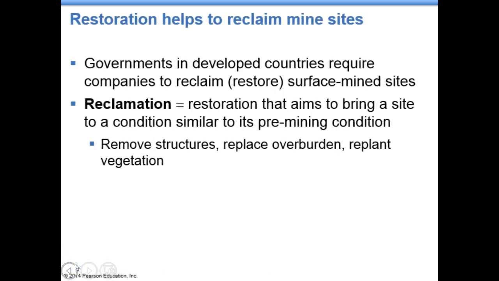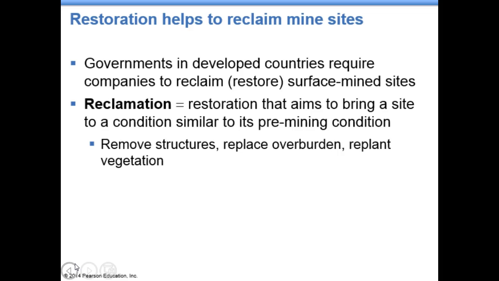So about the mountaintop mining, please make sure that you read the science behind the story. Mountaintop removal mining that's found on pages 644 and 645.